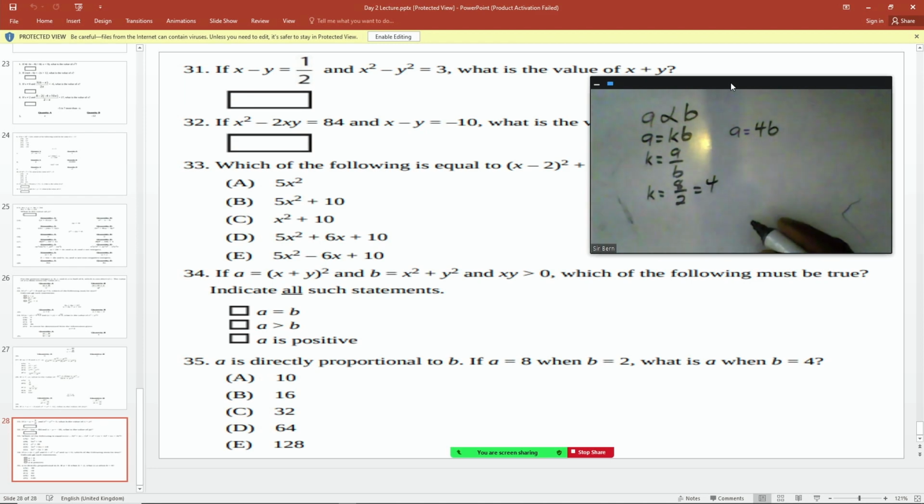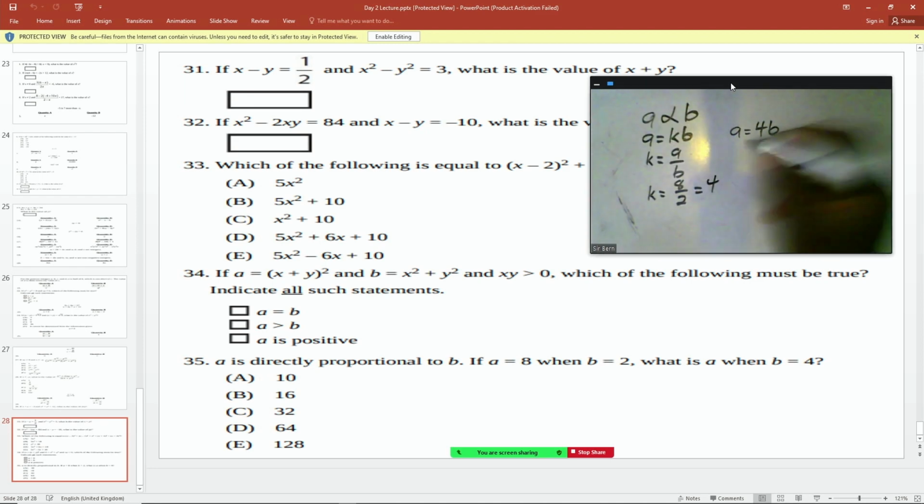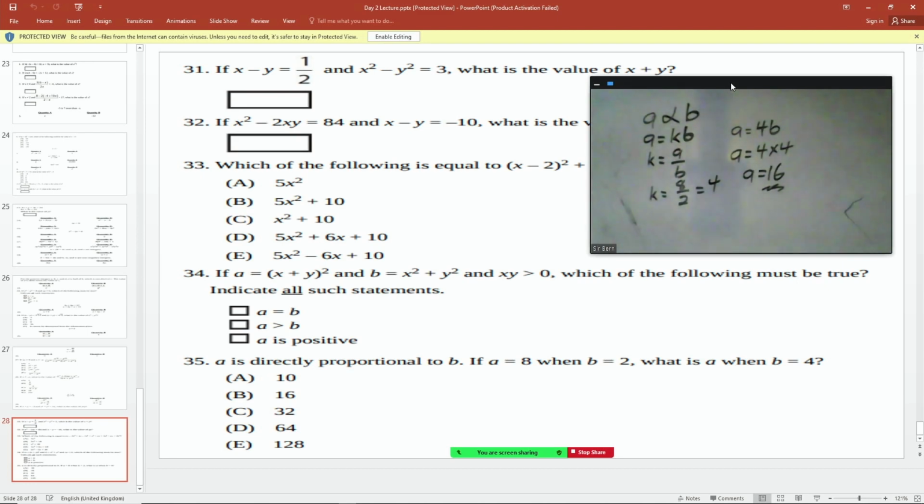And we've been given a question that we should find A when B is 4. So we are finding A when B is 4. 4 times 4. So A would be equal to 16, which is B. So that is that also on the algebra. So with the algebra as well, just like the arithmetic, these are how they can put algebra questions.